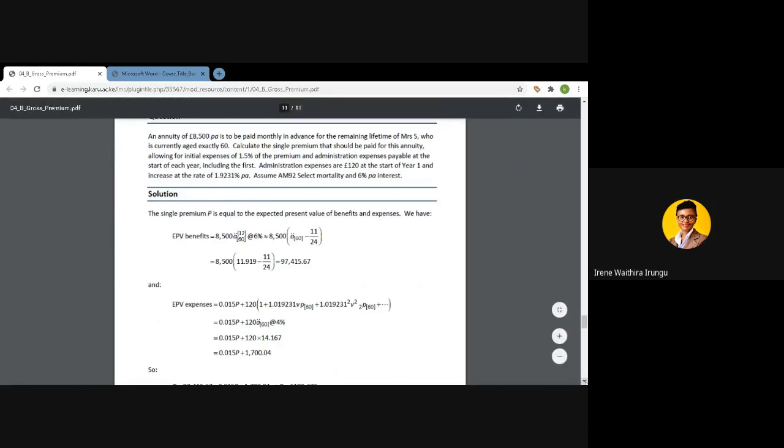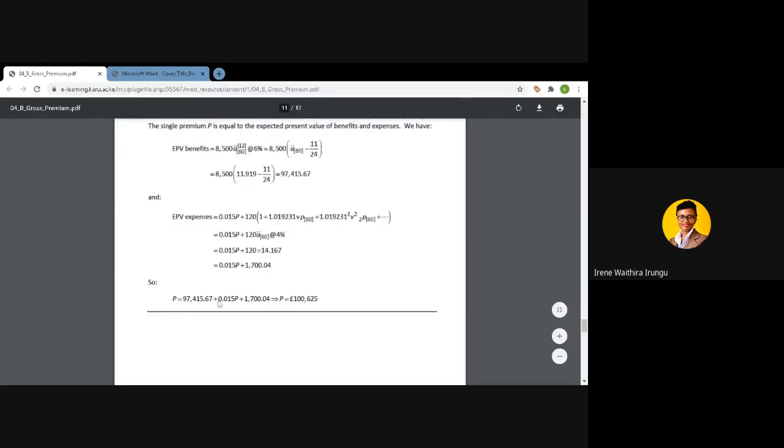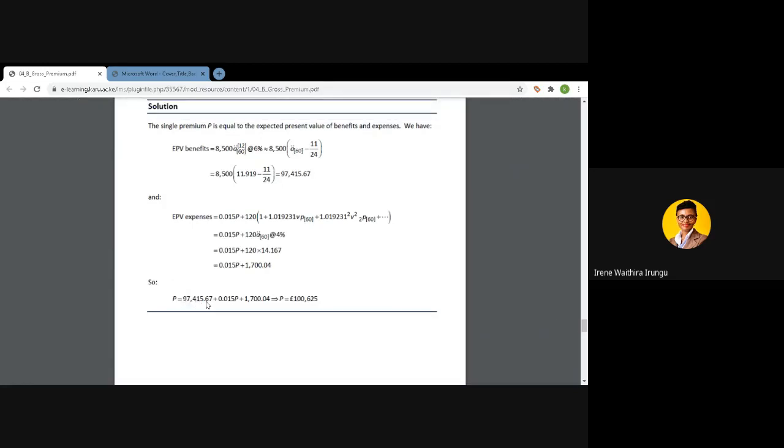Once you have that, you simply express it in your equation of value. The EPV of premium should be equivalent to the EPV of benefit plus the EPV of expenses, and then you can solve for the unknown premium P. That marks the end of our premium pricing. You can see the underlying principles are the same. You determine the EPV of premium, EPV of benefits, EPV of expenses, and then you apply the principle of equivalence, where you equate the EPV of premiums to the EPV of benefits plus the EPV of expenses.